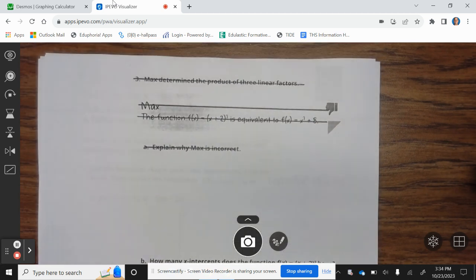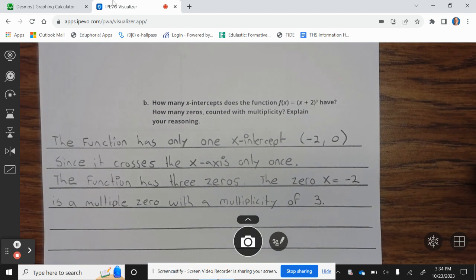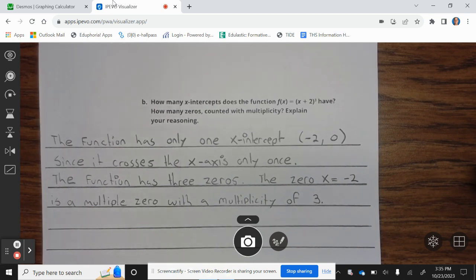All right, you can mark these off. Go ahead and read B. So how many x-intercepts does the function f of x equals (x plus 2) cubed have? How many zeros? Count with multiplicity. Explain your reasoning. The function has only one x-intercept, negative 2, 0. Since it crosses the x-axis only once, the function has 3 zeros. The zero x equals negative 2 has a multiplicity of 3. All right, let's take a look at the next page.